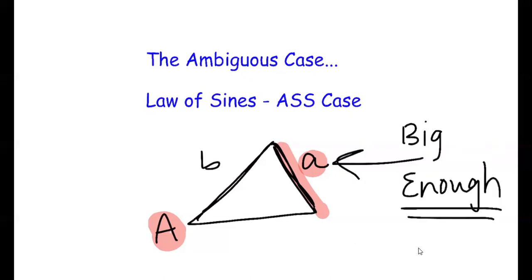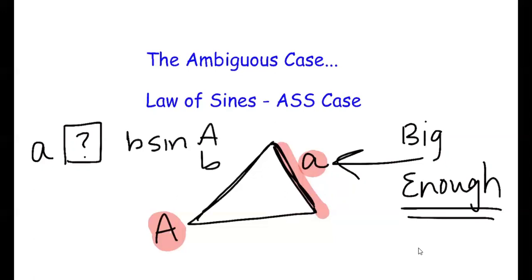And sometimes it's big enough, sometimes it's not. If it's not big enough, then you end up with no solutions. If it is big enough, you could end up with either one solution or two solutions. And that's what we have to look at today, okay? And so when we compare these things, we look at side A, how does it compare to B times the sine of angle A? Okay, and that's what we're going to look at each time we go through things.